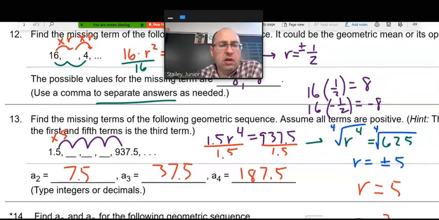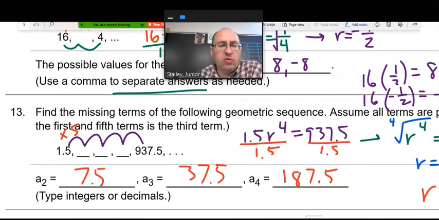Okay. Question 13. We're starting with 1.5. We're multiplying 5 times. Ooh.